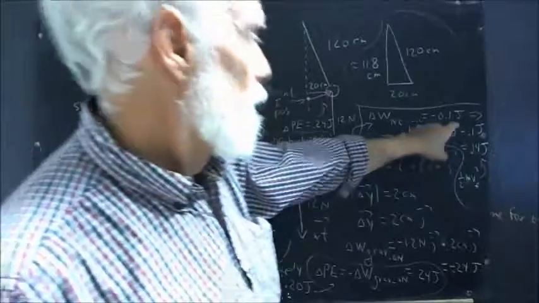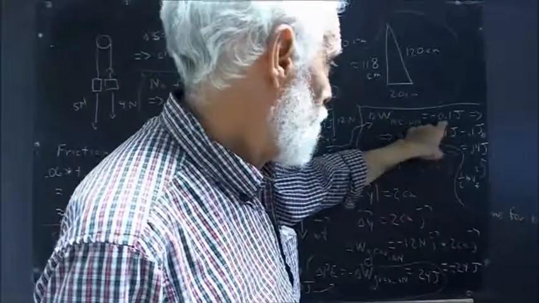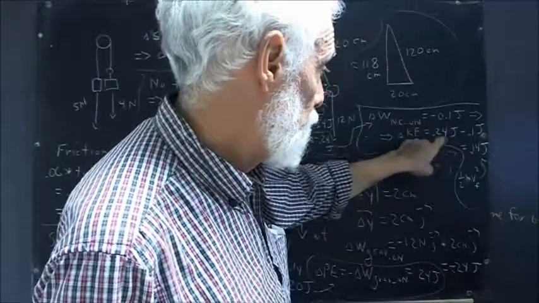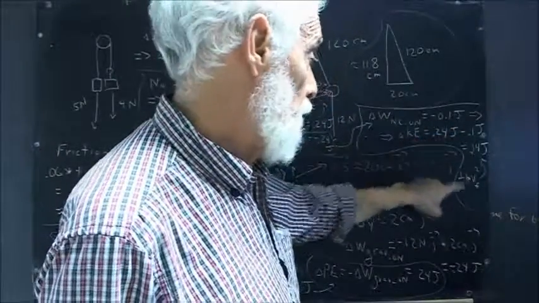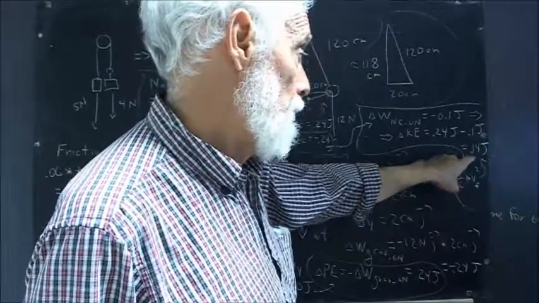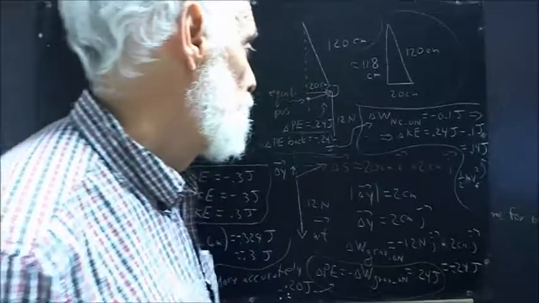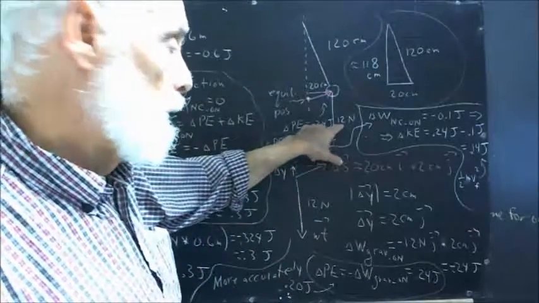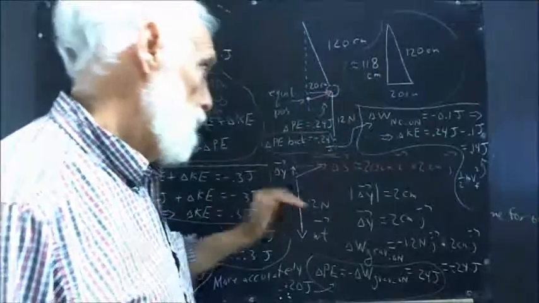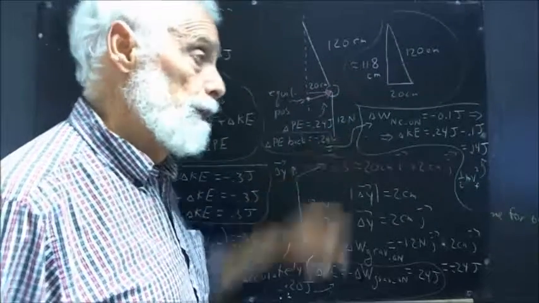And of course, if the air resistance is absent, we don't have the negative 0.1 joules here. We get the whole 0.24 joules back in the form of kinetic energy, and then the 1/2 m v_f squared is going to be 0.24 joules. And of course, you know that the mass is going to equal the 12 newtons divided by the 9.8 meters per second squared acceleration of gravity.